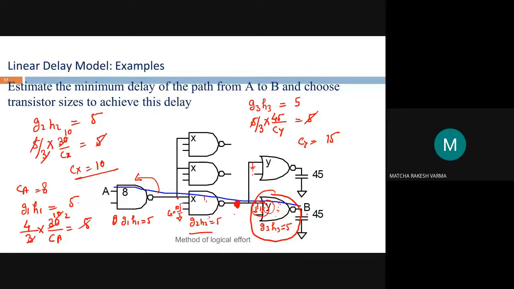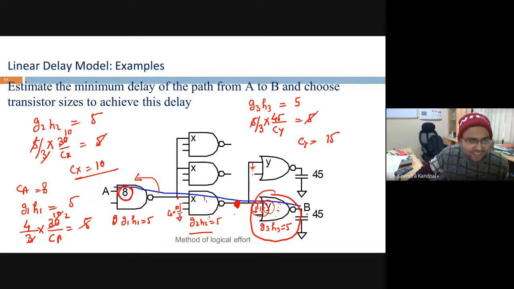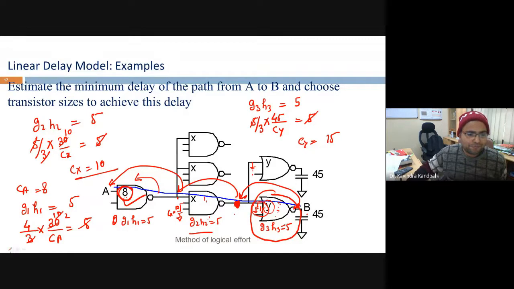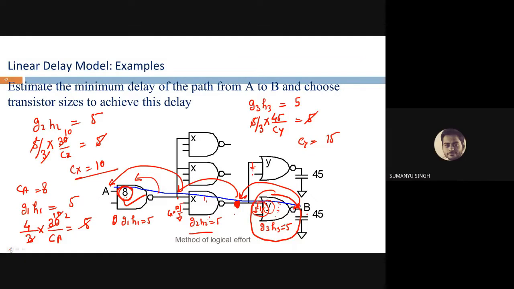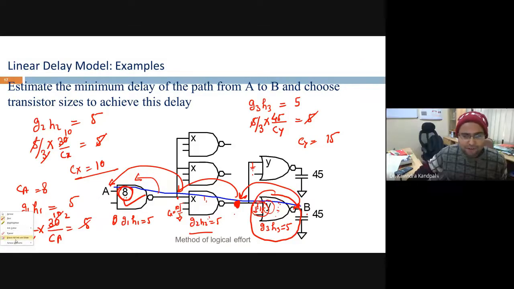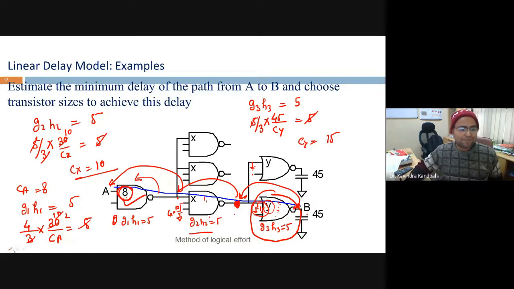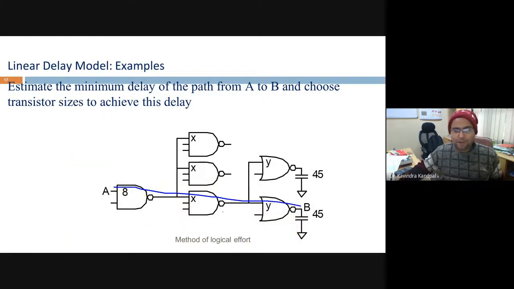Yes, sir. Have you verified that this capacitance was already 8? Is the computation correct? Yes, your computation is correct, because you started from this end, you came to this end, and you ended up getting the same value. Yes or no? Yes, sir. In the method of logical effort, it's very easy to verify your computation.